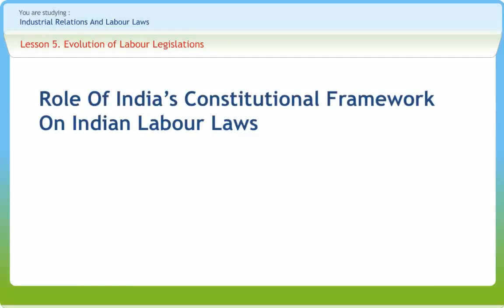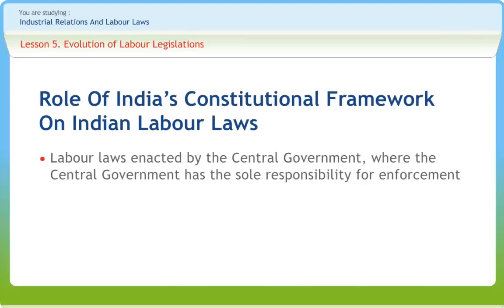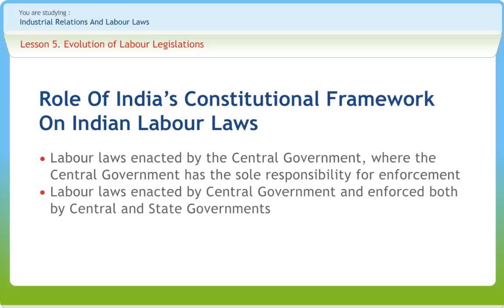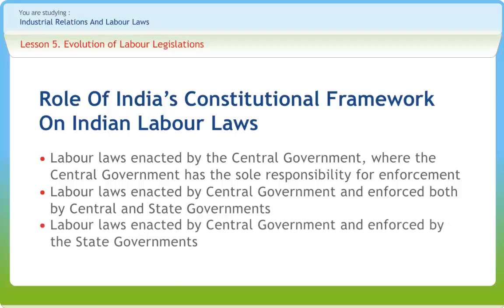Now the turn comes to know the role of India's constitutional framework on Indian labor laws. This can be studied under three heads. Labor laws enacted by the central government, where the central government has the sole responsibility for enforcement. Labor laws enacted by the central government and enforced both by central and state governments. Labor laws enacted by the central government and enforced by the state governments.